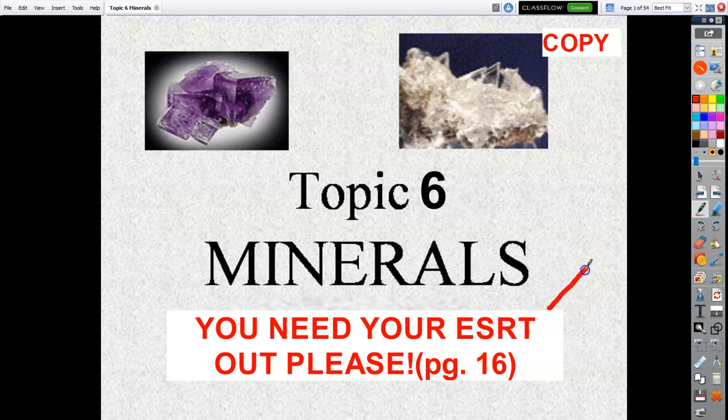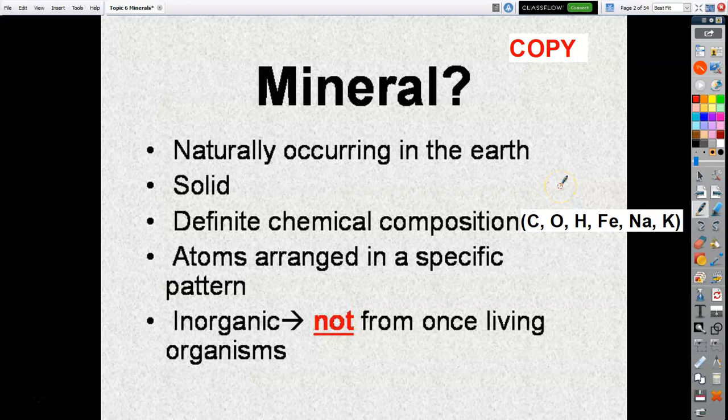You should take out your reference table, your ESRT, and go to the back page, page 16. So when I refer to that during the video, you can look along with me. The whole back of the ESRT is all about minerals. So this is the definition of a mineral, or the 5 characteristics of a mineral. A mineral has to have these 5 things in order to be classified as a mineral.